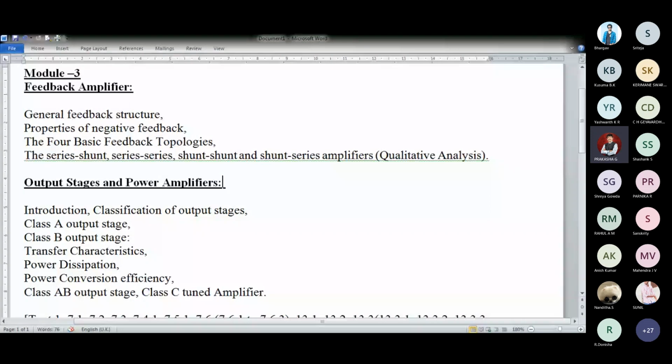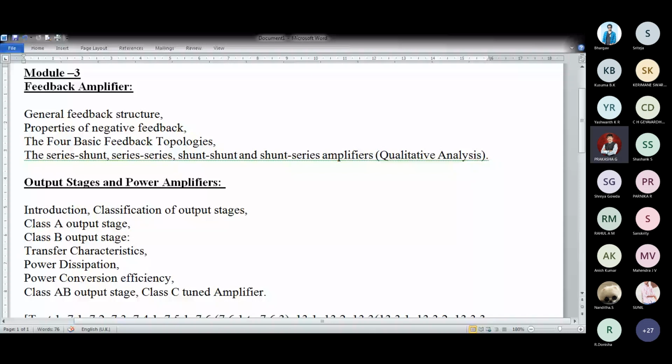This is the third module, which basically deals with two topics. One is the feedback amplifier, another one is the power amplifier. Feedback amplifier: as in yesterday's class, we were feeding back the signal to the input of the MOSFET. Now, in an amplifier, we get some output, and that output is fed back to the amplifier for further amplification. So that is the topic we are going to have in feedback amplifiers.